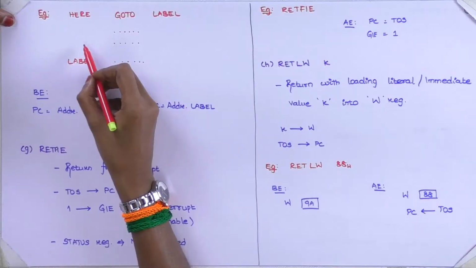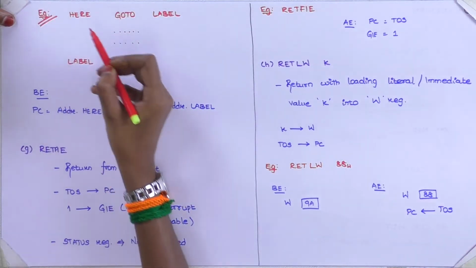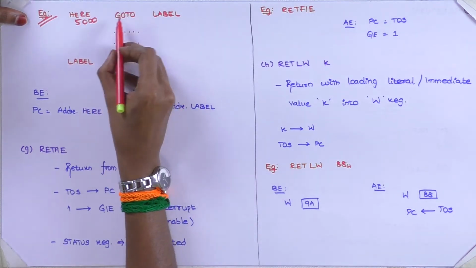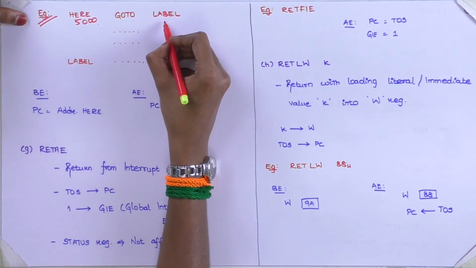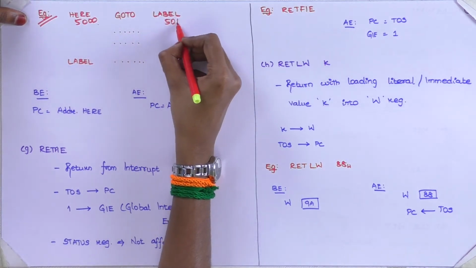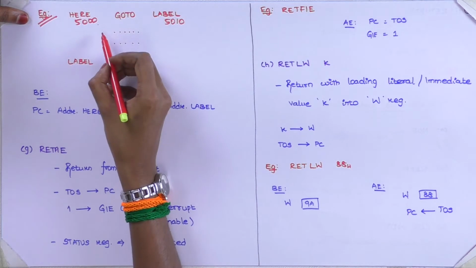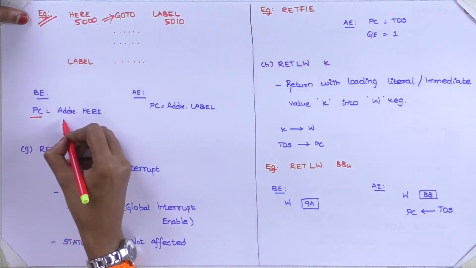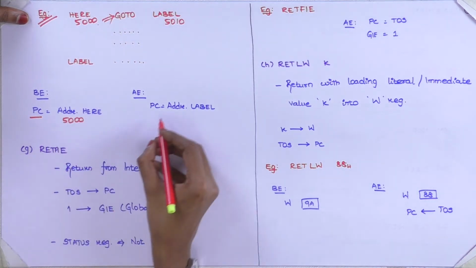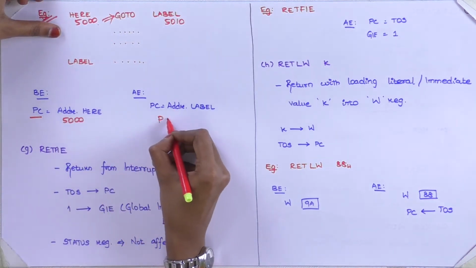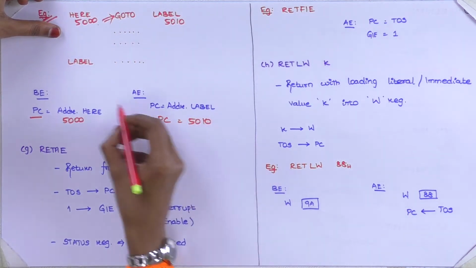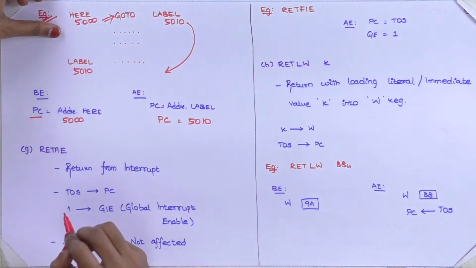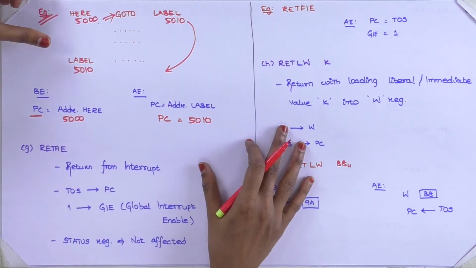Fine. So next I have given an example here. Take an example where this instruction address is 5000 and GOTO 5010. When your PC is executing this instruction, before executing it, PC is having the value of 5000, right? After executing this, PC will have the value of 5010, which is nothing but here. So this program will jump to this location, no need to save the status.